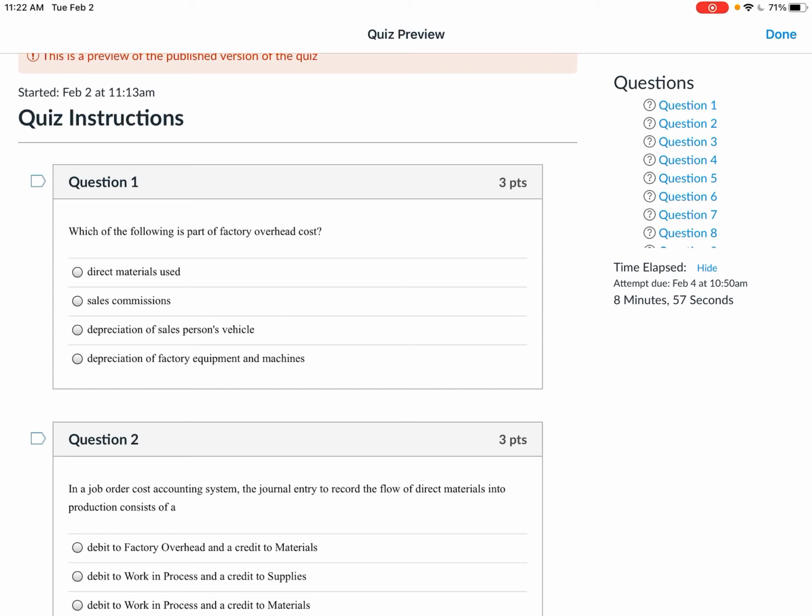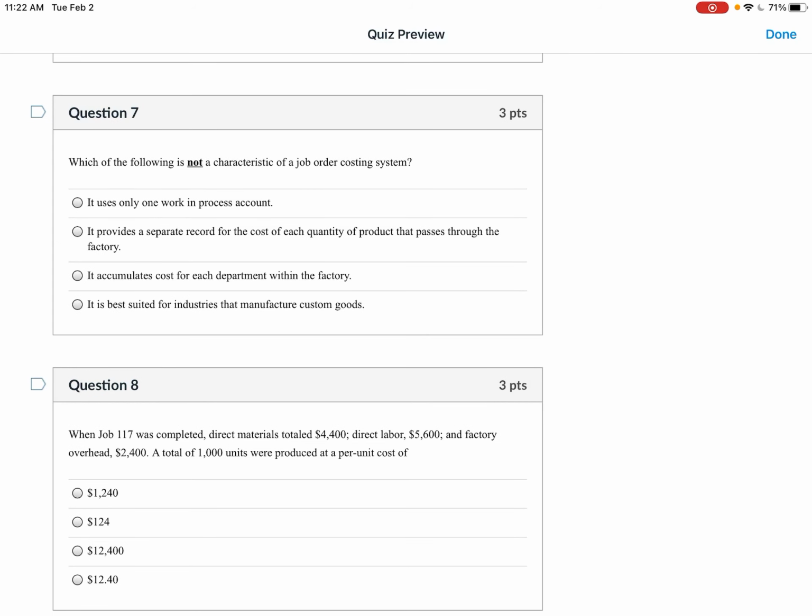Let me find that one. Number 5 says, which of the following is not a characteristic of a job order costing system? Okay, so we're comparing job order costing to process costing. A says it provides a separate record for the cost of each quantity of a product that passes through the factory. B, it uses only one work in process account. C, it accumulates costs for each department within the factory. Or D, it is best suited for industries that manufacture custom goods.